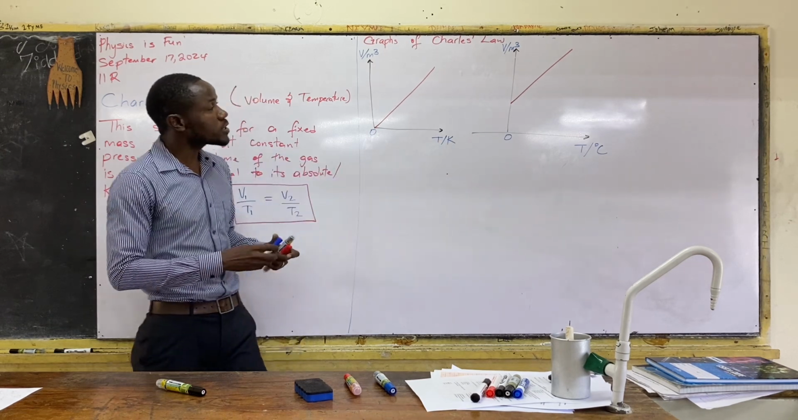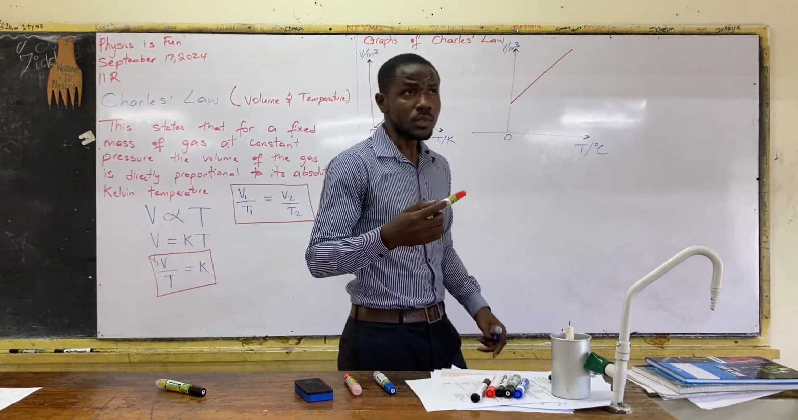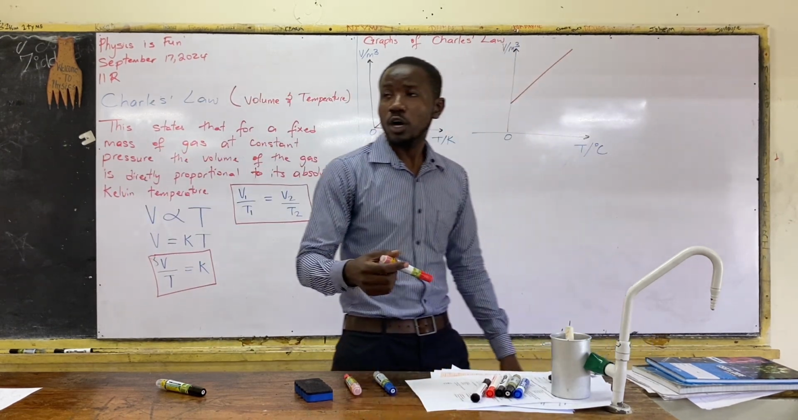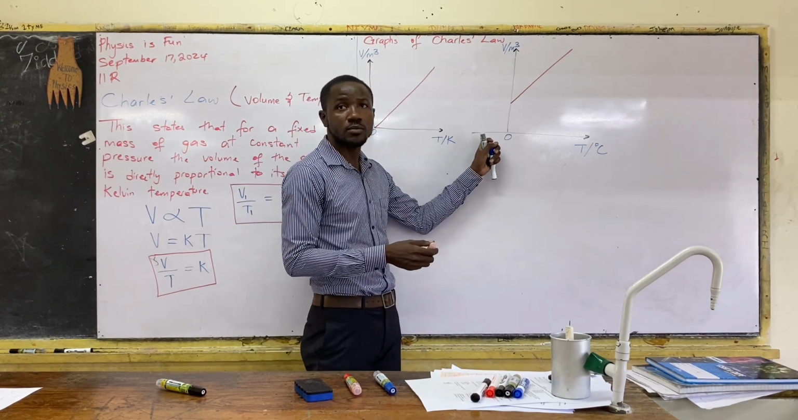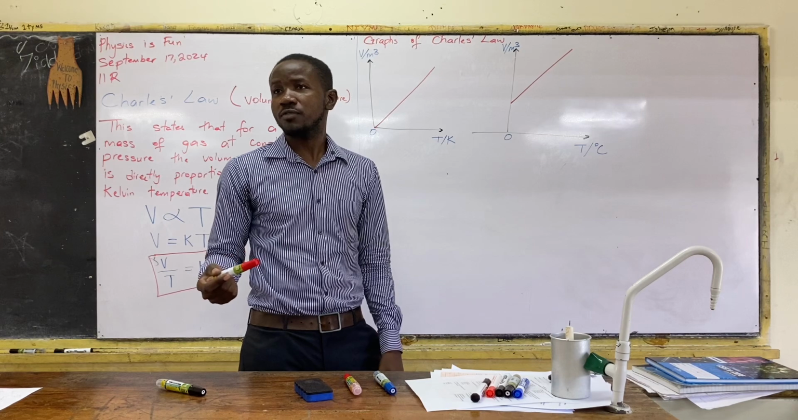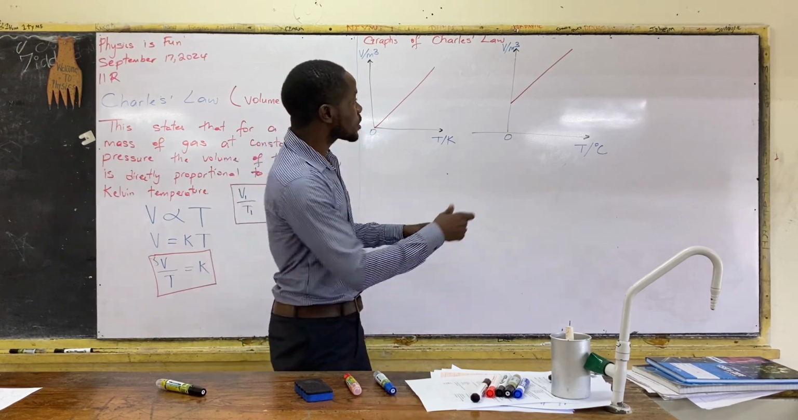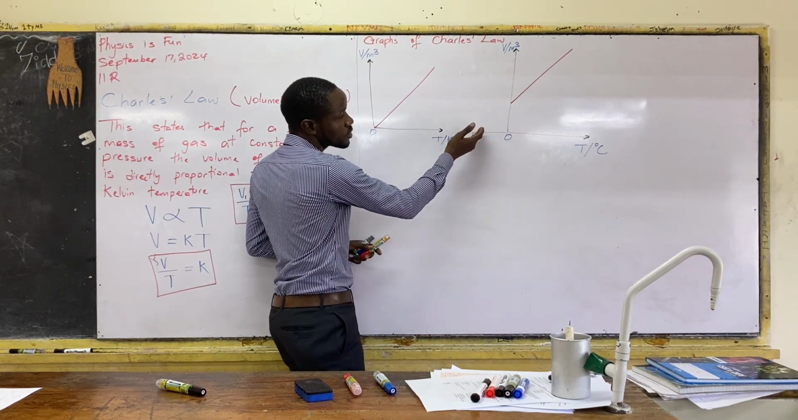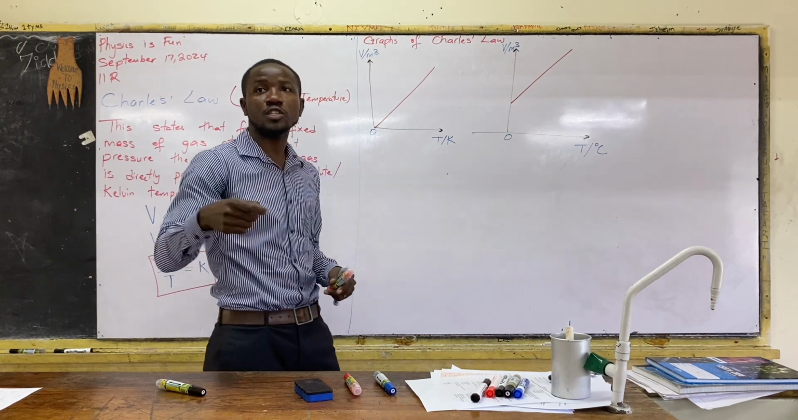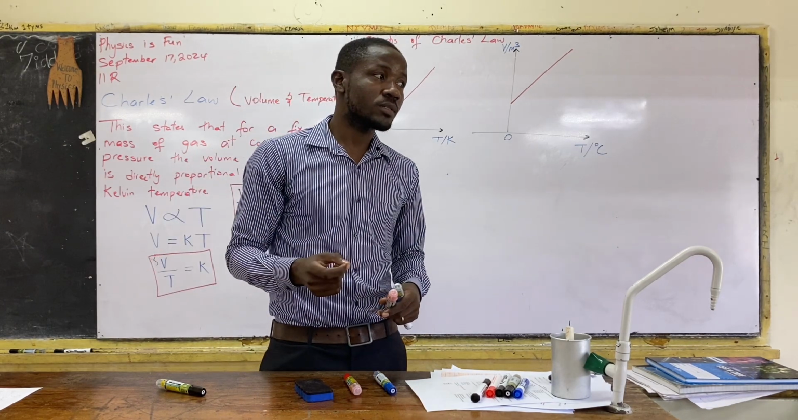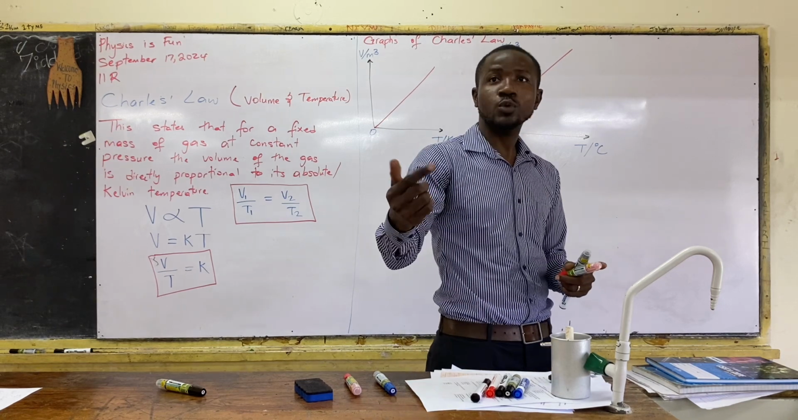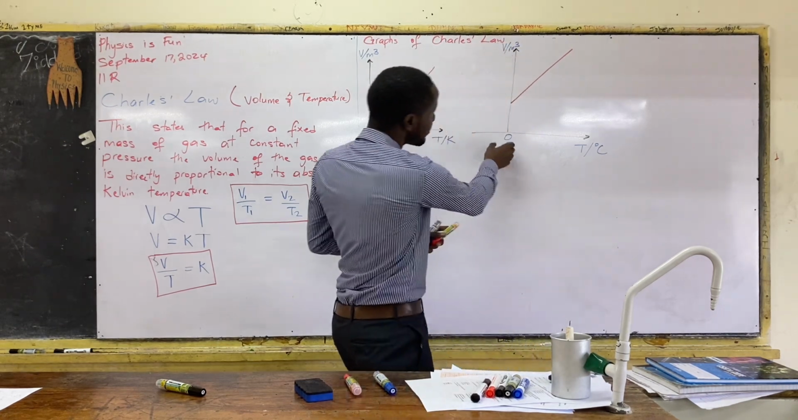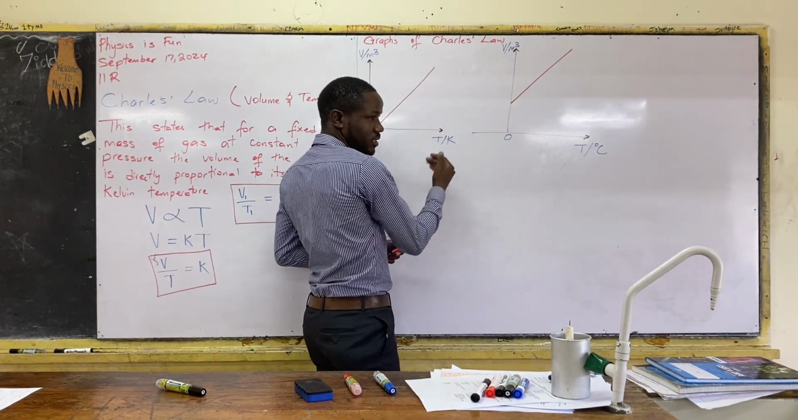Now it turns out that we can actually obtain that value from this graph right here. Because if we were to just extrapolate the graph, or in other words, just continue the line until it reaches the x-axis, we're going to get a certain value. And what would that value be? Remember that number? Negative 273, right? 273, but it's going to be negative because it's on the left-hand side.